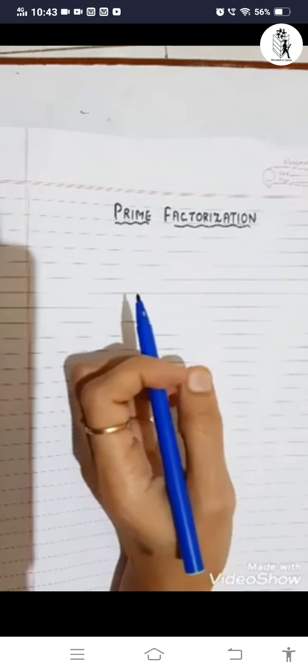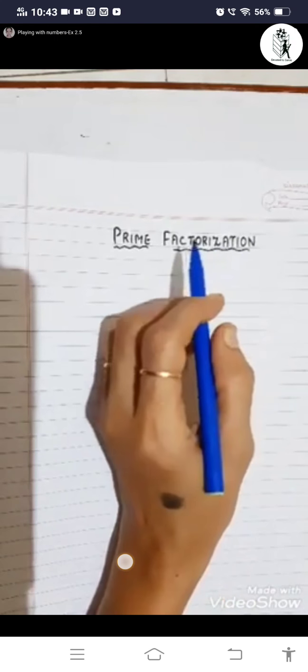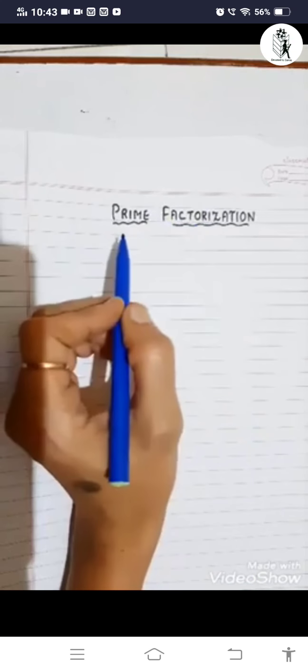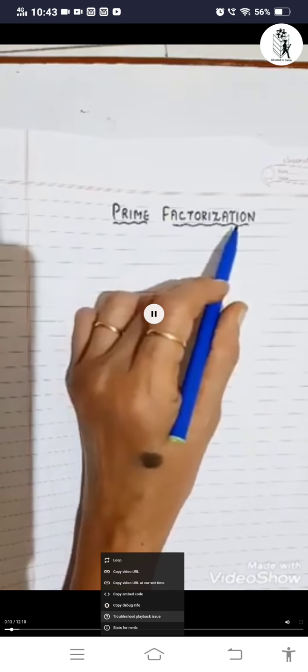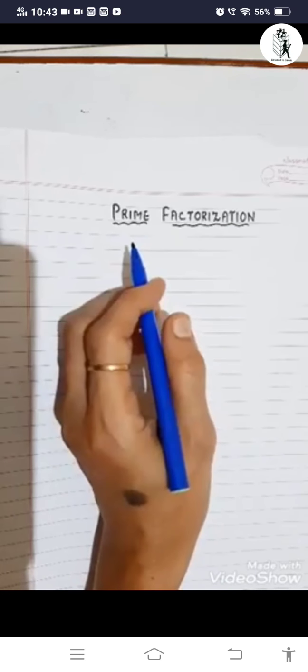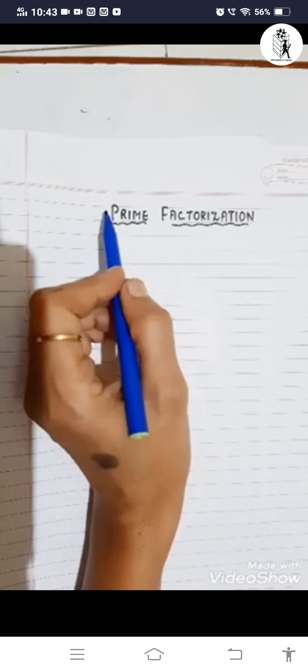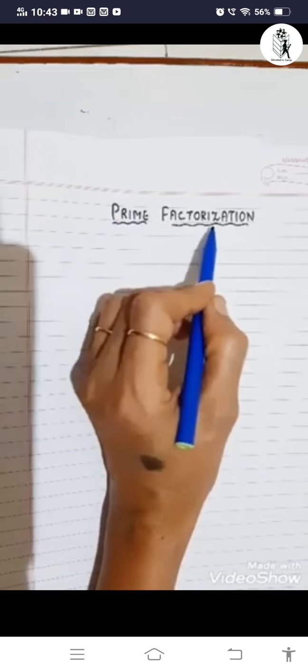Today let's begin a new subtopic, prime factorization. We are still on playing with numbers and this is the new subtopic, prime factorization. This topic was also there last year if you remember in the chapter factors and multiples. So now coming to prime factorization.